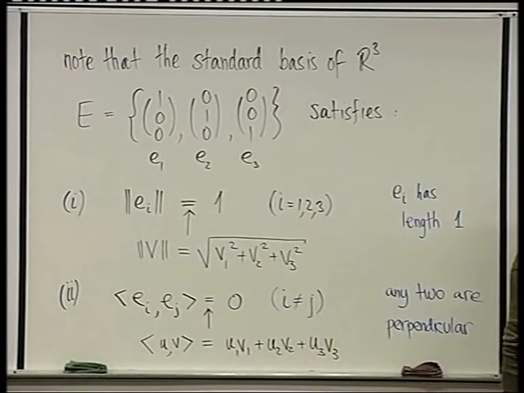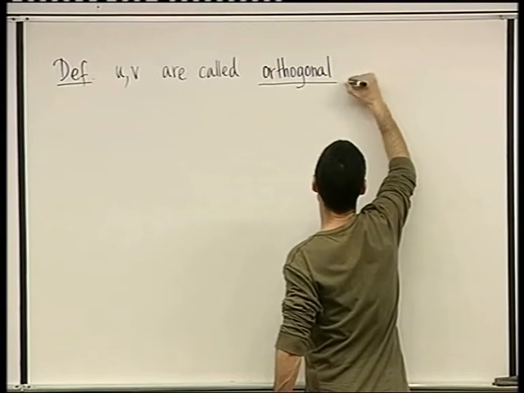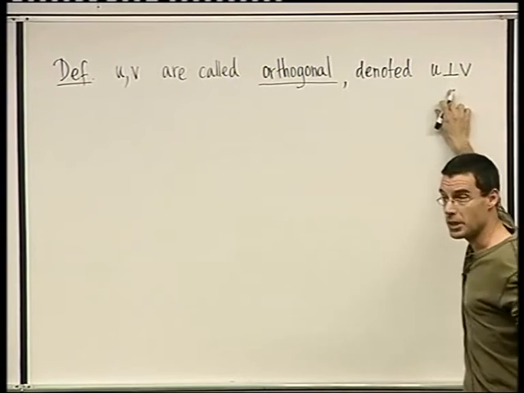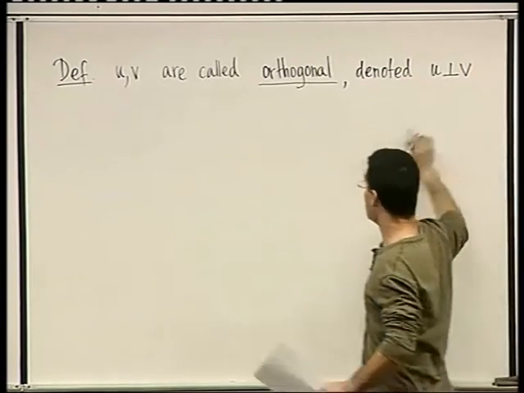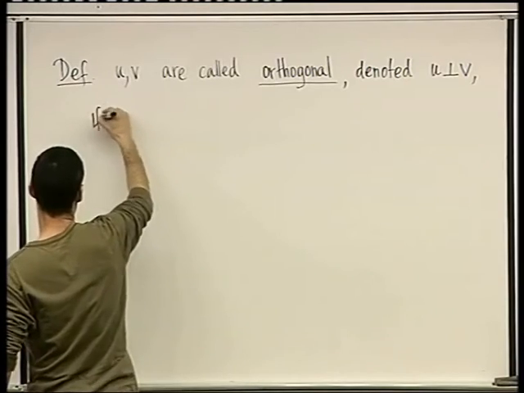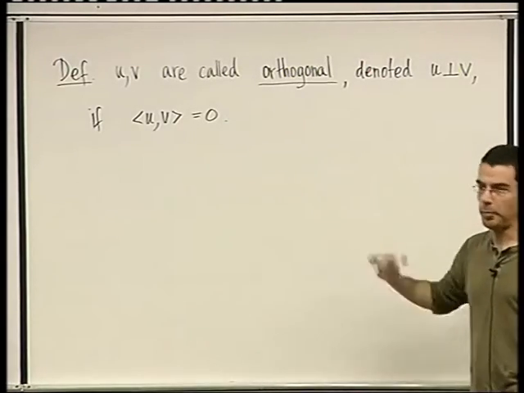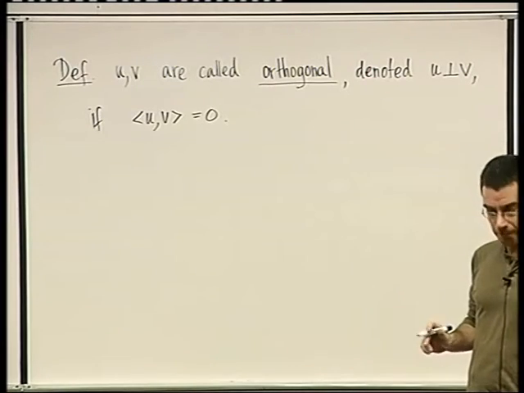Here's the definition. U and V, in general, are called perpendicular, or, this is the professional algebraic word, orthogonal, and denoted U is orthogonal to V. That's the notation, which makes sense, right? If their inner product is 0. This makes sense in an inner product space, where you have angles. Good? Okay.